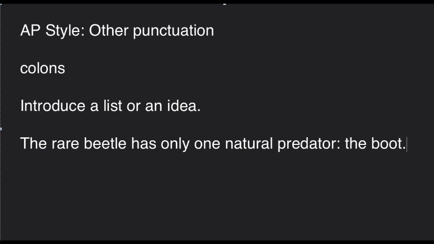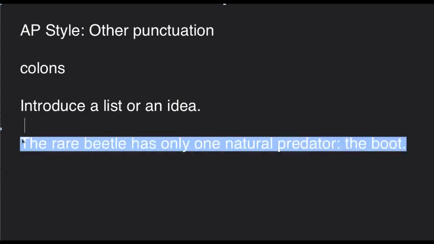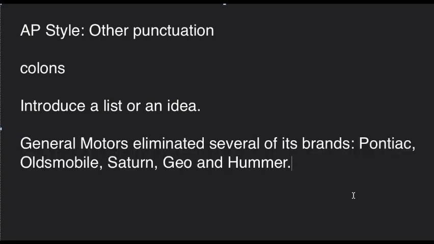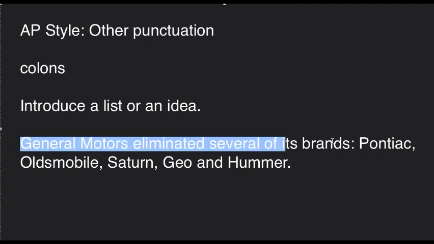Sometimes these will be more of a conventional list. Let's see if I can find another example here. General Motors eliminated several of its brands: Pontiac, Oldsmobile, Saturn, Geo, and Hummer. Okay, so you have here a complete thought, complete sentence.